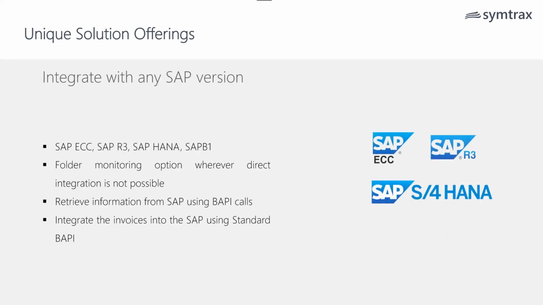Ulysses has already covered this, so I'll just give you a high-level overview. The Comblio Invoice platform can be integrated with any of your SAP versions, like SAP ECC, R3, HANA, or even SAP B1. And if direct integration is not possible, we will either monitor a folder, an FTP folder, or even an output device. We can retrieve information using BAPI calls from SAP, and also the processed invoice or the invoice related information can be integrated to your SAP using standard BAPI.